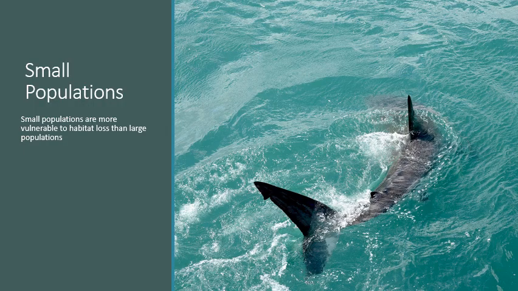First off, let's look at populations. Small populations are more vulnerable to habitat loss than larger populations. If you have a small population, let's say the great white shark, it's a relatively small population of organisms. By removing just a few of those, you've had a serious impact on the genetic diversity of the entire group. These small populations tend to be a lot more adapted to a specific niche. So by losing that niche, they die off at a much higher rate than other organisms.